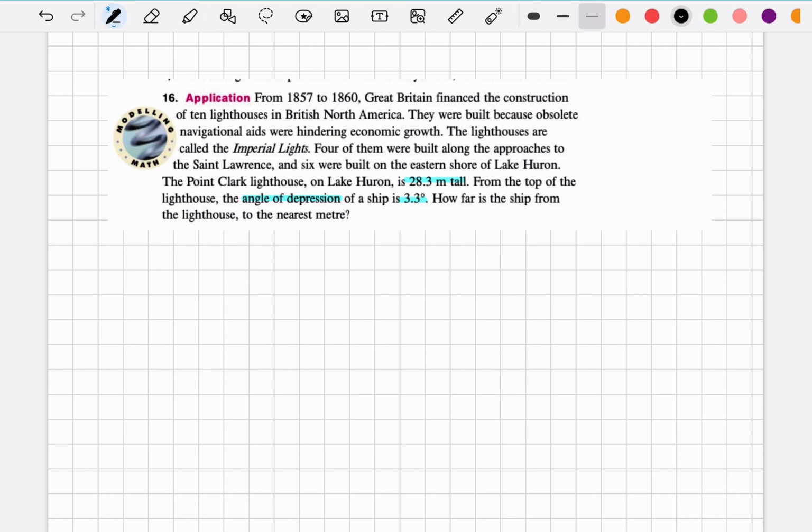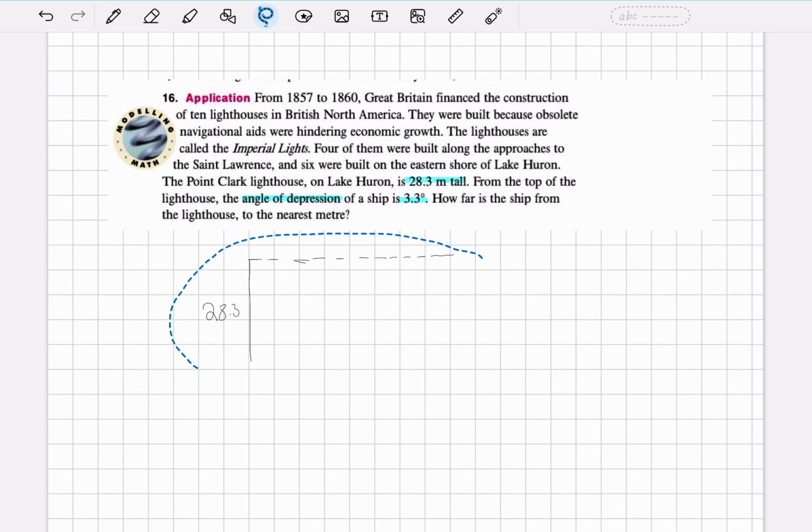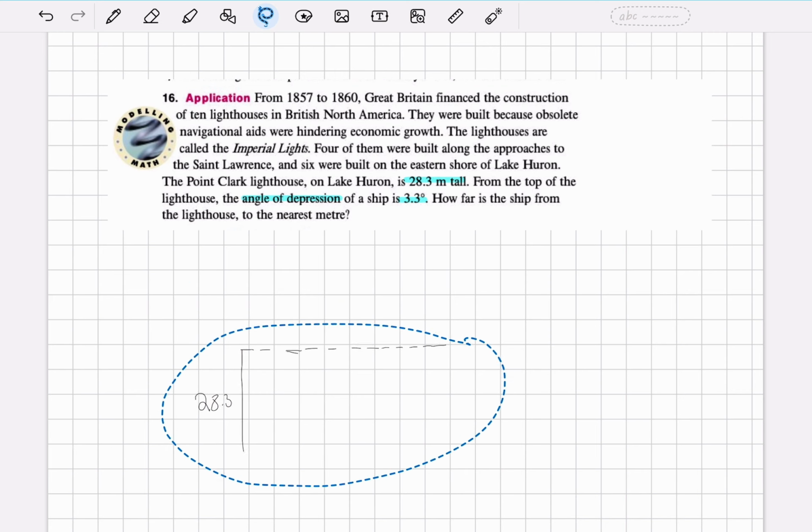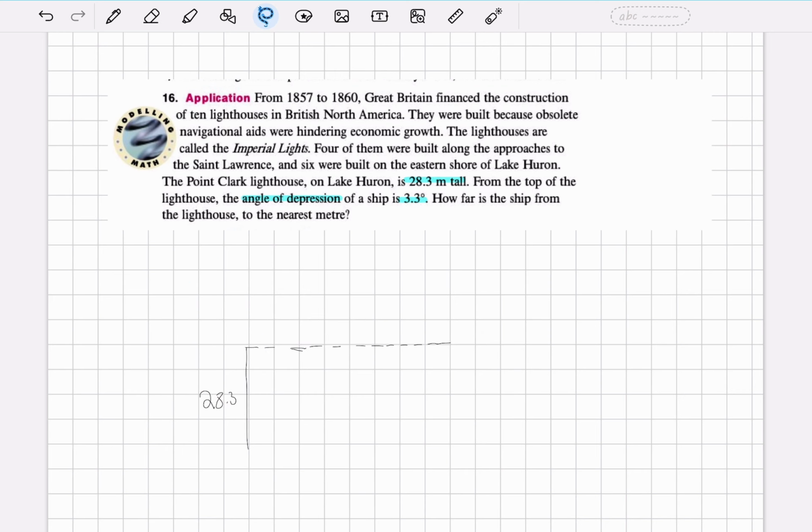So it says 28.3 meters tall, so this is going to be the height. So we can just draw that out here, so 28.3. And remember, let's just draw our horizontal. The angle of depression, or the angle of elevation, is always relative to a horizontal line. So let's just move this down here.